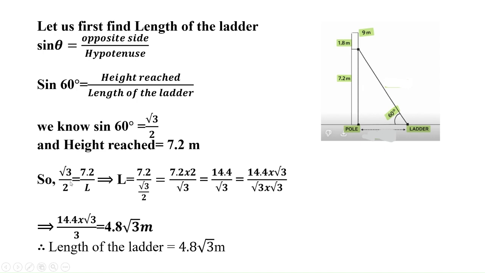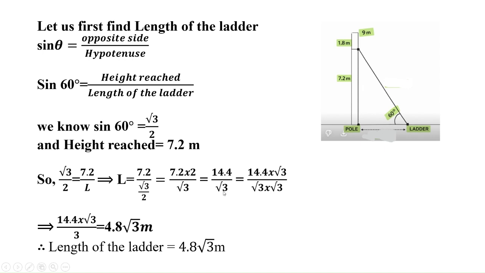Root 3 by 2, that is sine 60, is equal to height reached 7.2 by L. L is nothing but the length of the ladder. So we are transposing the term in order to find the length of the ladder here. It is nothing but 7.2 by root 3 by 2. That becomes 7.2 into 2 by root 3. Simplification. So finally, how does it become?